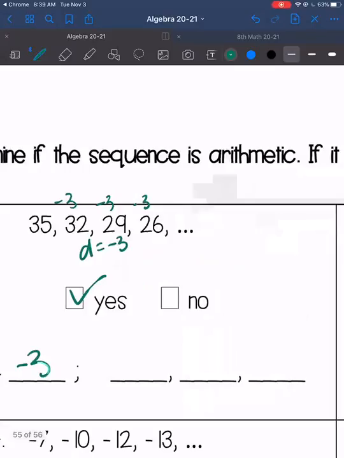So with this one, which one do you think is easier to use, recursive or explicit?